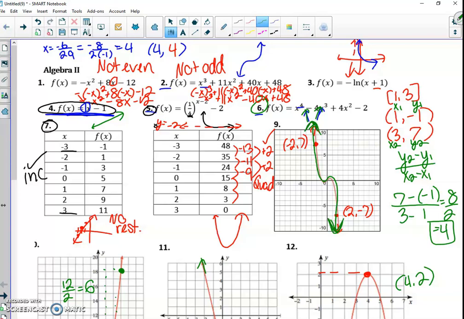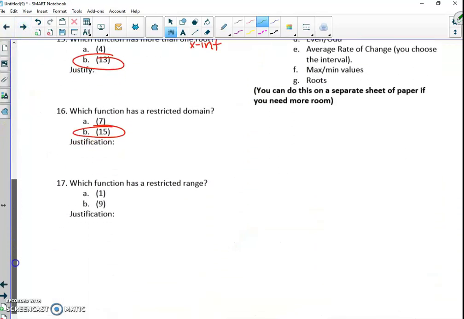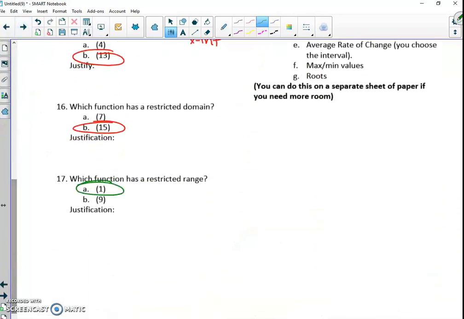Versus number 1. Remember, whenever you have an even exponent in the front, that means the ends are going to be going in the same direction, and because it's negative, they're both going to be going down. So we're going to have both ends going down like a parabola like that. And so the range doesn't go up. So this one does have a restricted range because it doesn't go up, right? It only goes down. So function 1 has a restricted range. Okay?